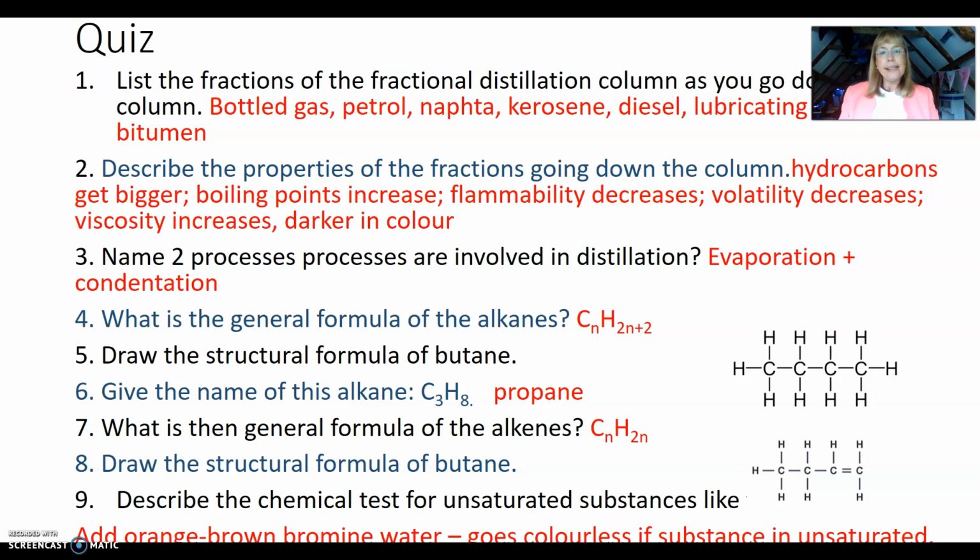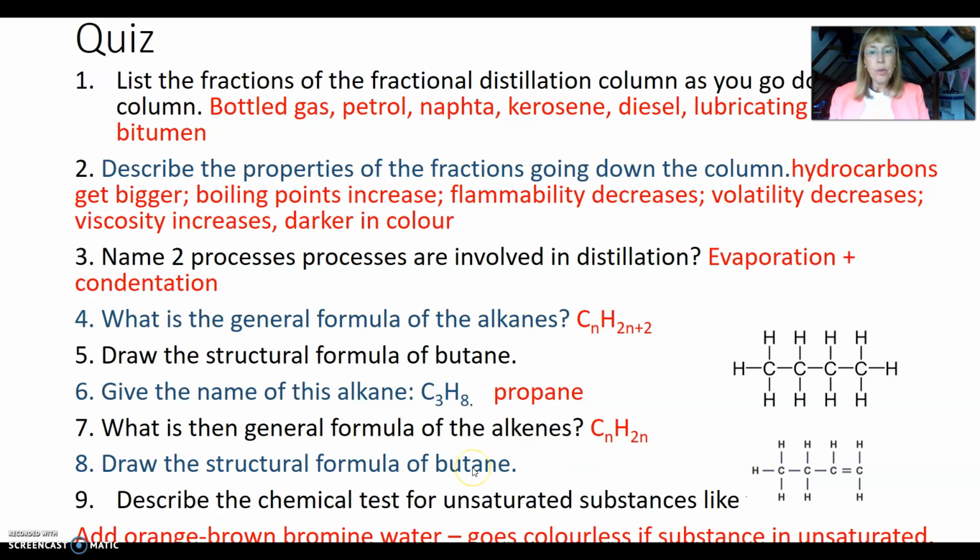So 2 processes involved in distillation is evaporation plus condensation. The general formula for the alkanes is CnH2n+2. And the structural formula for butane, remembering each carbon needs to have 4 of these covalent bonds. So we have 4 carbons and we have 10 hydrogens. Okay, the general formula of the alkenes is simply however many carbons you have double the amount of hydrogen, CnH2n.